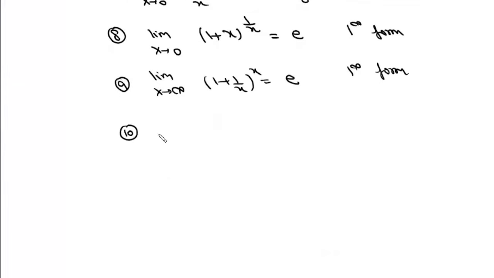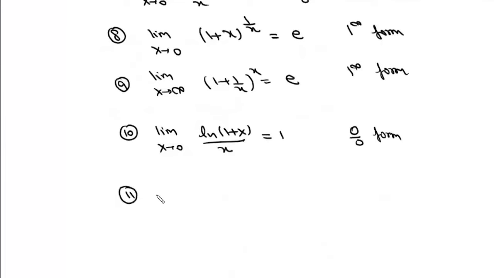10th standard limit is this limit: x tends to 0, log 1 plus x upon x. Now log 1 is 0 and x is 0, so this again is 0 upon 0 form, and this value is 1.